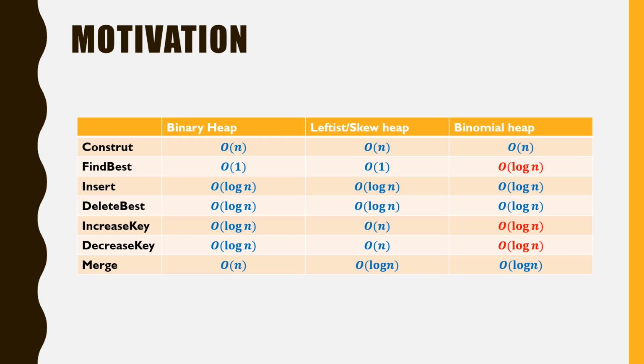To address this need, we introduce the binomial queue data structure. In a binomial queue, the merge, increase key, and decrease key operations can be performed in O(log n) time. However, this comes at the cost of increasing the time complexity of the find best operation from O(1) to O(log n). Notably, all fundamental operations in a binomial queue run in O(log n) time, except for the construct operation, which can be completed in O(n) time.